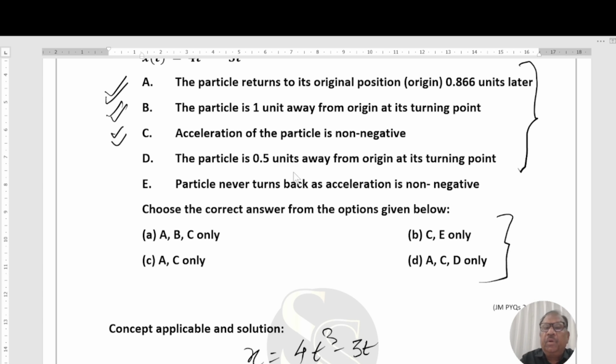The particle is 0.5 meter away from origin at its center. This is wrong. Particle never turns back as acceleration is not zero. It turns back when its instantaneous velocity is 0. This is also wrong. A option is the correct answer.